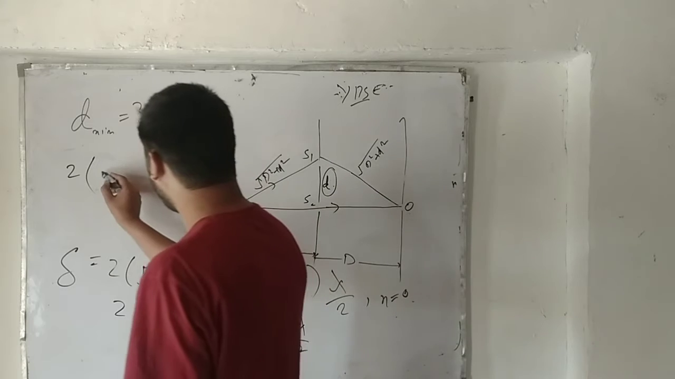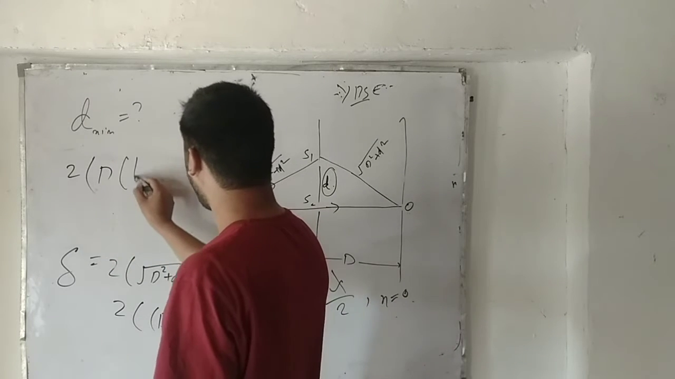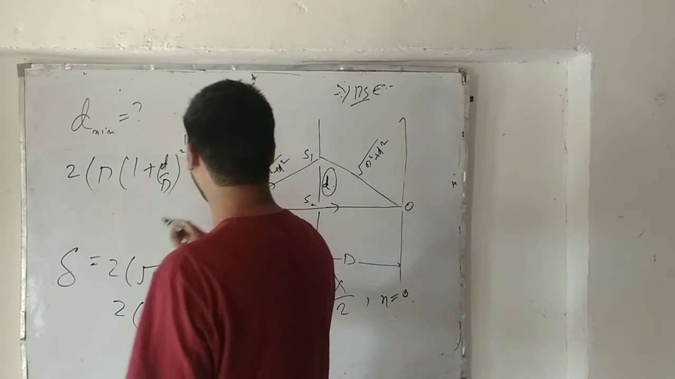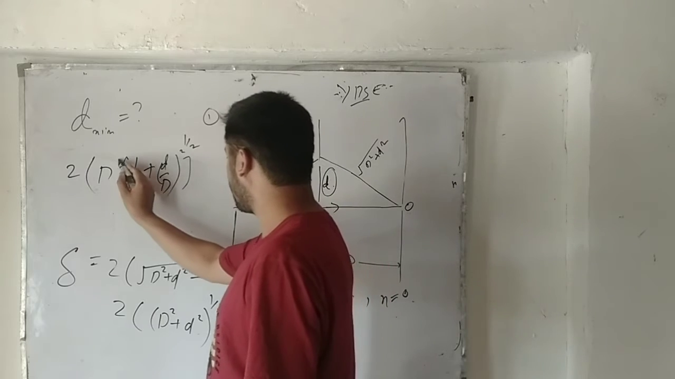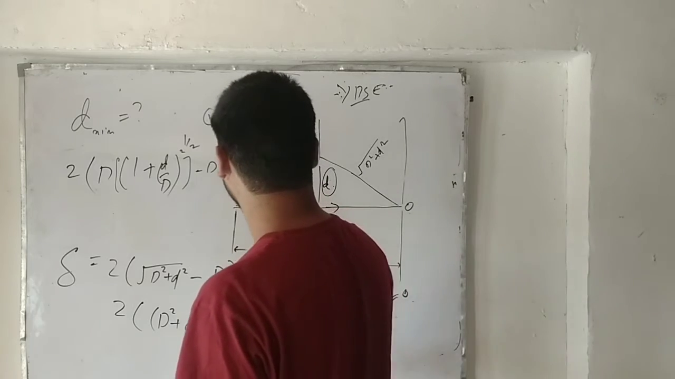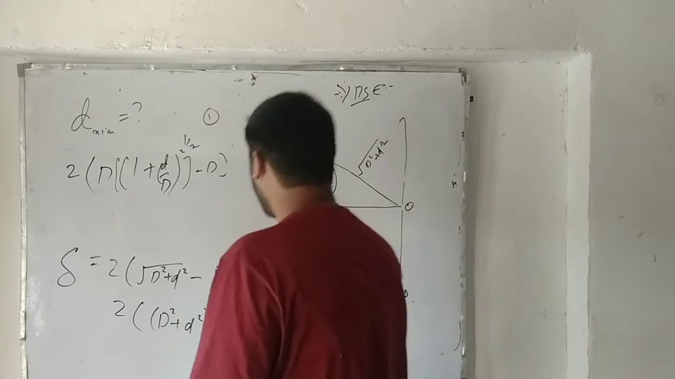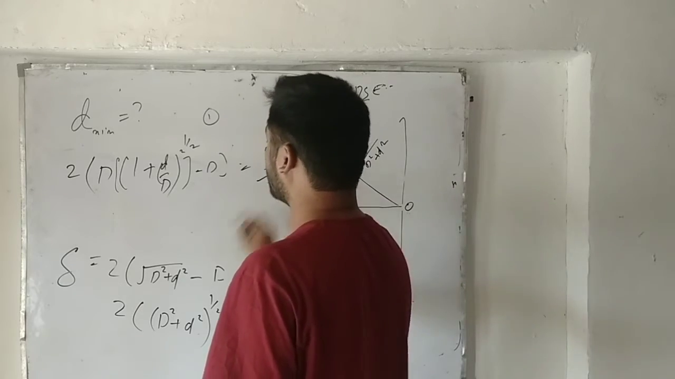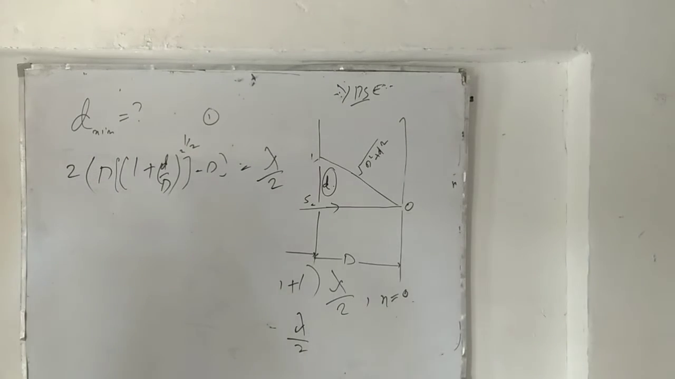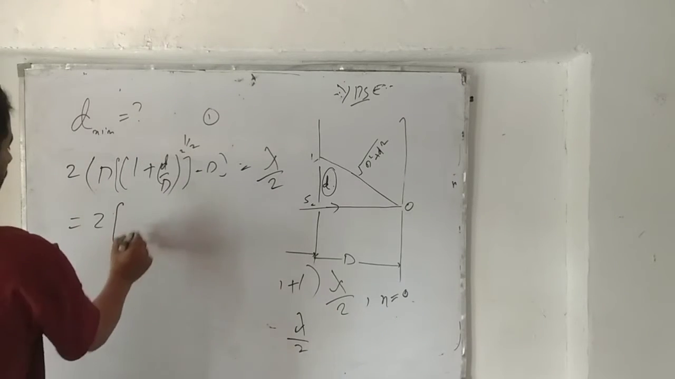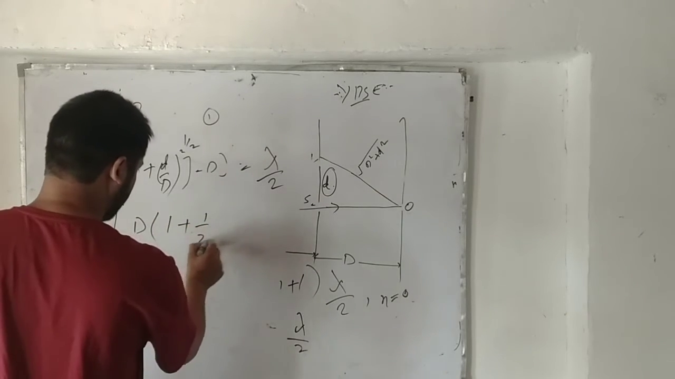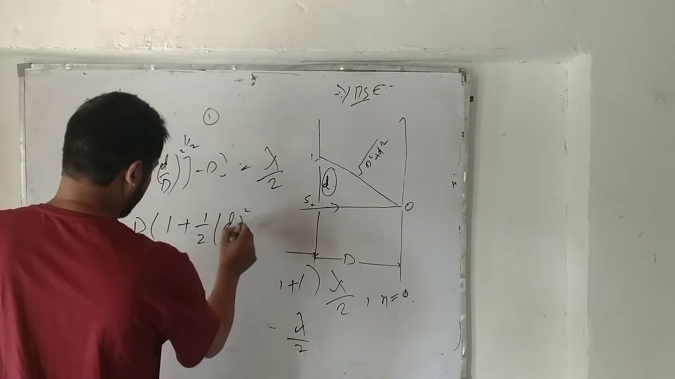What I will get here is, if I make the capital D common, 1 plus d by D whole square, raised to power 1 over 2, minus d, it will be lambda upon 2. Now it's the moment to make use of the binomial expansion. So what I will get here is 2 times D, 1 plus 1 by 2 d square by D square.